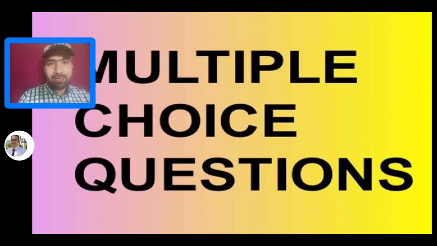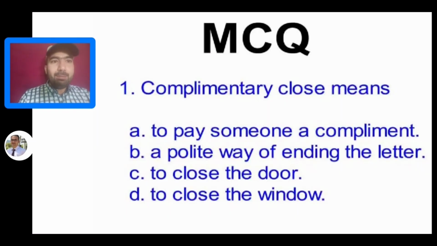Now, this is the end of today's topic. Now, let's ask some questions. Complimentary clause means: A, to pay someone a compliment; B, a polite way of ending the letter; C, to close the door; D, to close the window. So what's your guess? Yes, of course, option B, a polite way of ending the letter.